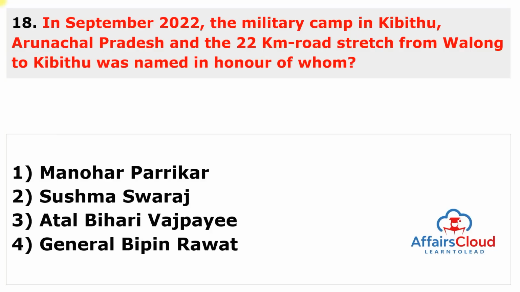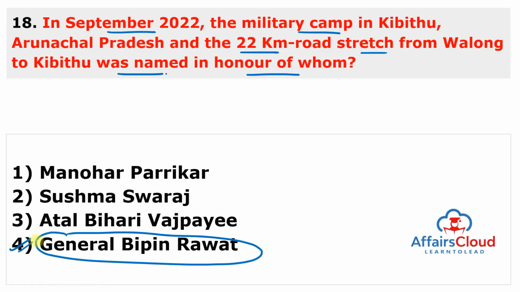Moving to next question. In September 2022, the military camp in Kibithu, Arunachal Pradesh, and the 22-kilometer road stretch from Walong to Kibithu were named in honor of whom? This road was named in honor of General Bipin Rawat. So the answer of this question is 4.